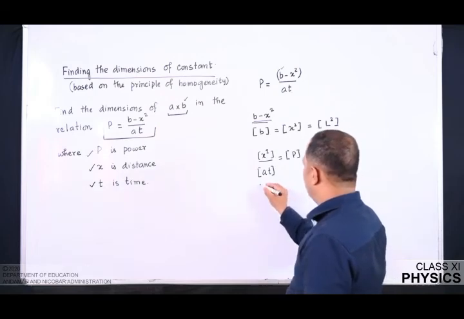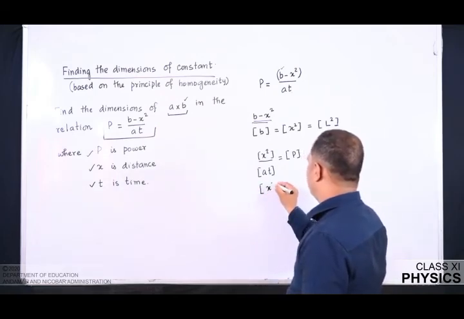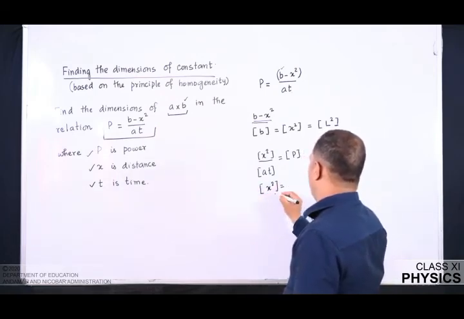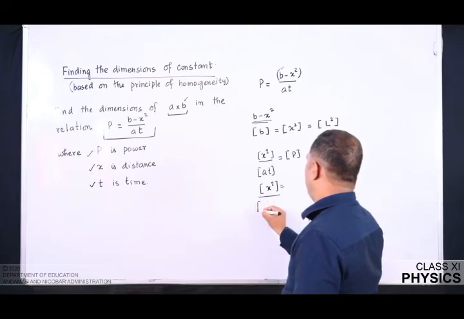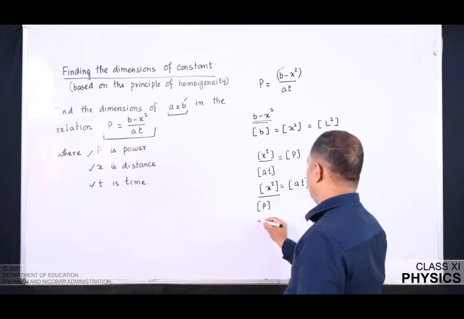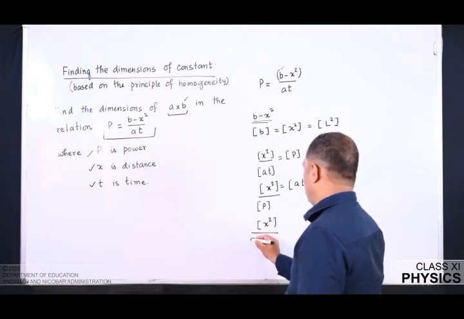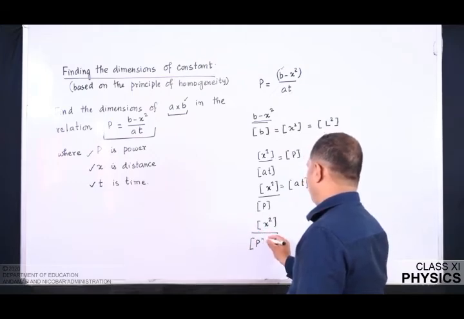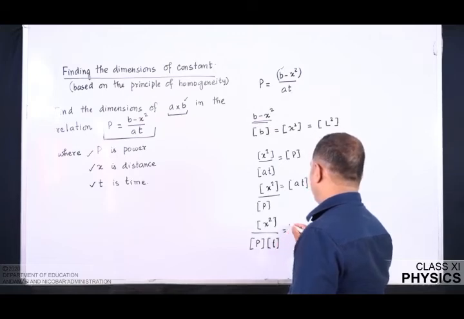In that case, I would say the dimension of x square over the dimension of power is the dimension of A times t. Otherwise, I would say the dimension of x square over the dimension of power and the dimension of t will give me the dimension of A.